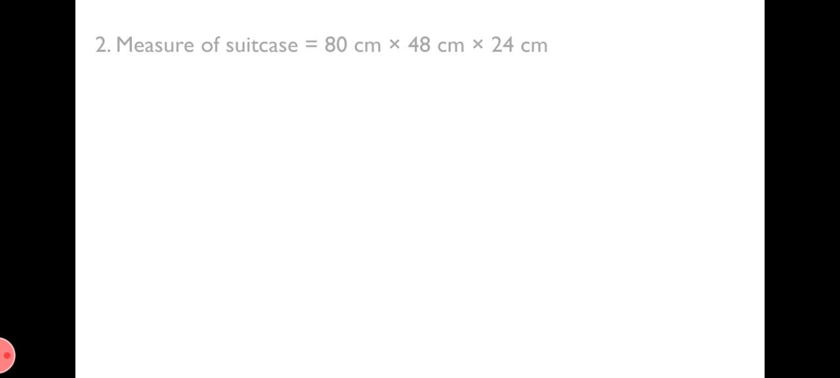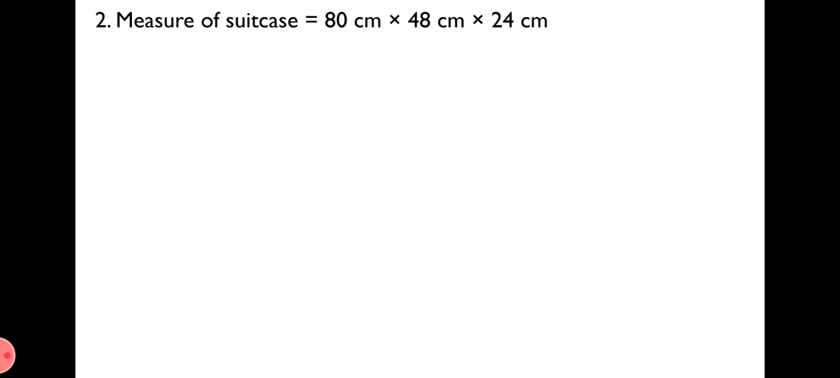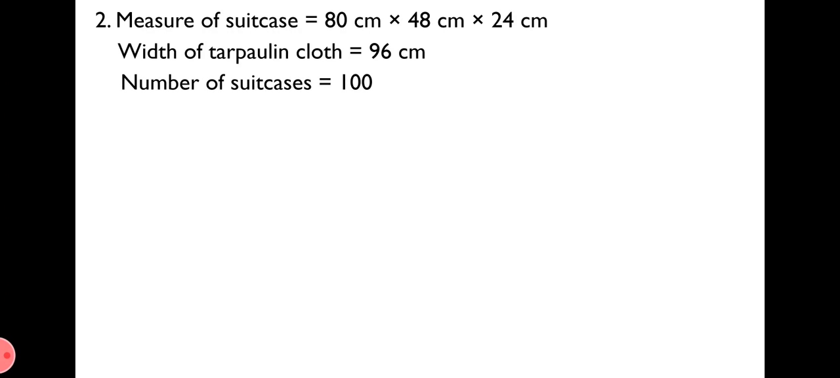So let's solve question number 2. Measure of suitcase is given as 80 centimeter into 48 centimeter into 24 centimeter. Means length is 80 centimeter, breadth is 48 centimeter and height is 24 centimeter. Moreover, width of tarpaulin cloth is given 96 centimeter and number of suitcases is given as 100. As we are not copying the question, dear students, we write the information so it becomes easier for us to solve the given question. Now first let's find the TSA of suitcase.